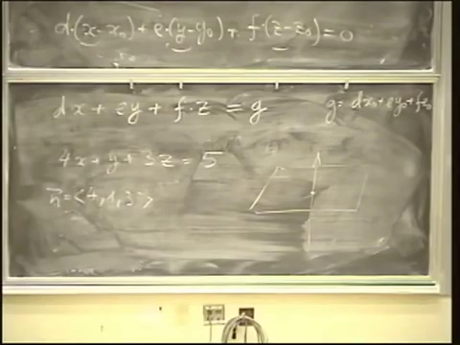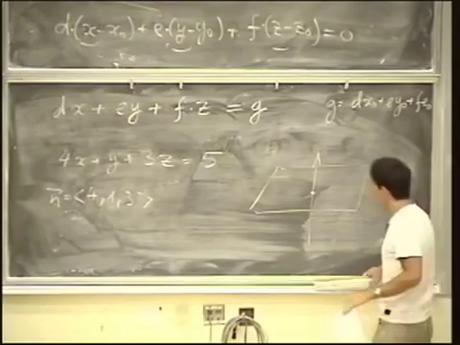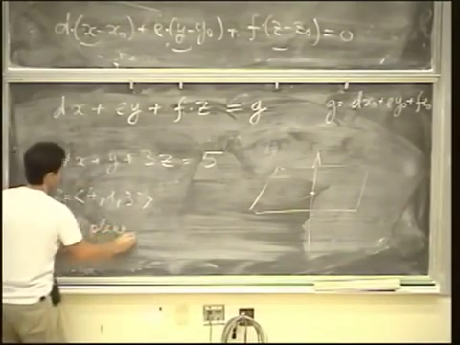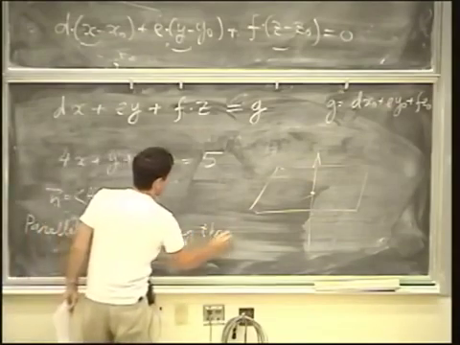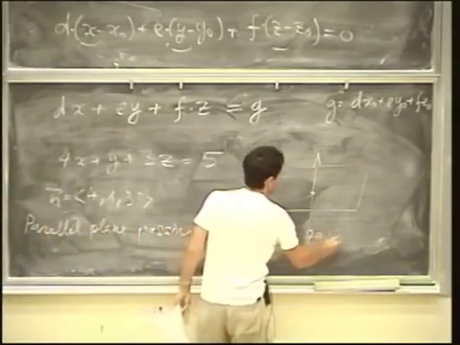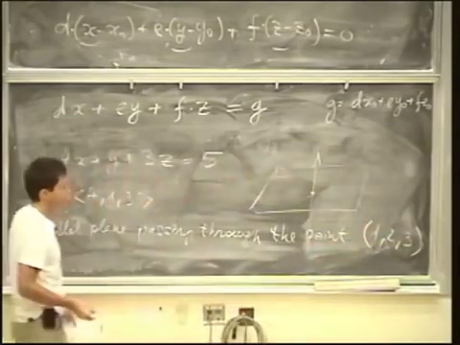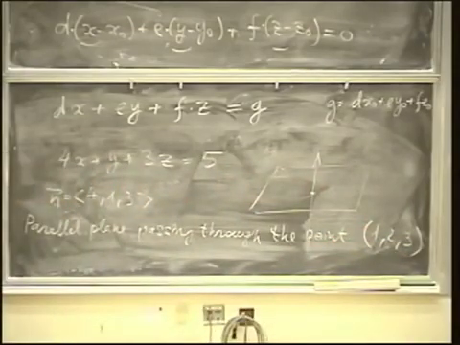You can be asked to write down the equation of a parallel plane. Now that is actually a good question. Let's suppose you're asked to write down the equation of a plane which is parallel to this one and which passes through the point (1, 2, 3). It doesn't matter, I'm just taking random numbers. What is the equation of that plane?